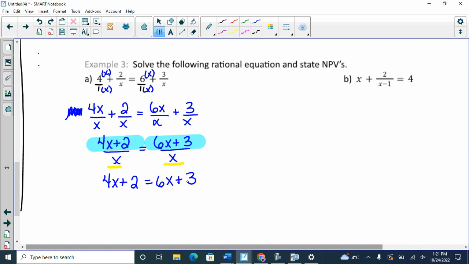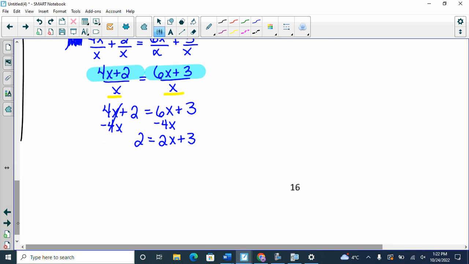I'm going to move this one. I often move the smaller one. You could subtract the 6x. You'll still get the same answer. So I get 2 equals 2x plus 3. Then I subtract 3. So I get negative 1 equals 2x. And then I divide by 2. And x equals negative a half.